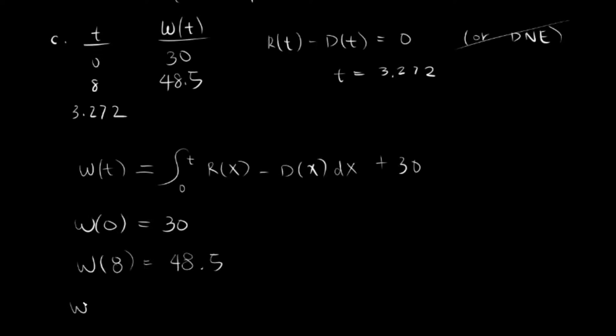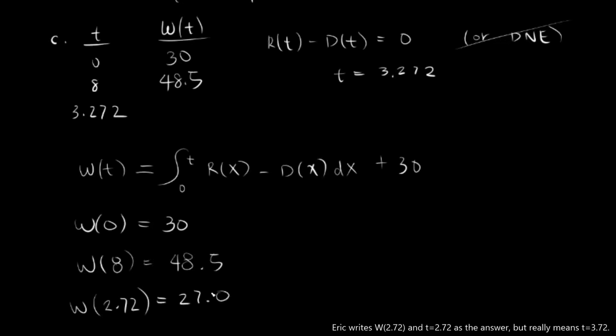And then if we plug in w of 2.72, this turns out to be 28.0. So we can see from these values that the amount of water inside the pipe would actually be the minimum when time is equal to 2.72.